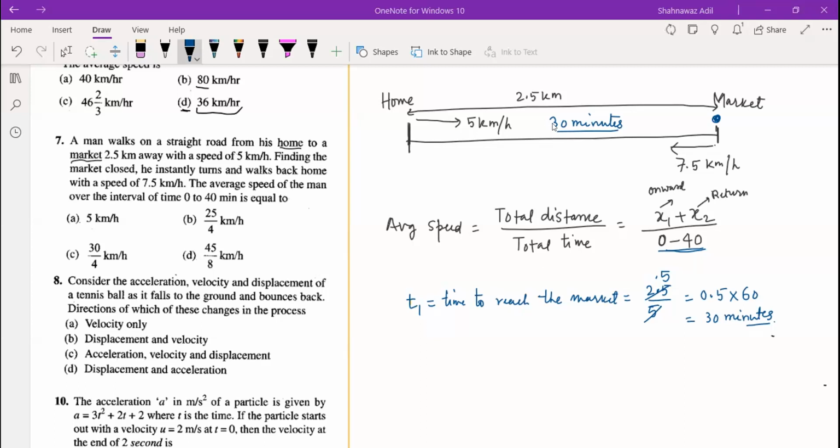Okay, so it takes 30 minutes to reach here. So what is the remaining time? T2, which is the remaining time, would be 10 minutes, 40 minutes minus 30 minutes. So for the total distance, onward journey is 30 minutes and return journey is 10 minutes. So what would be this distance x2?